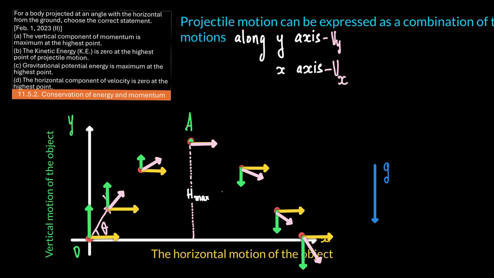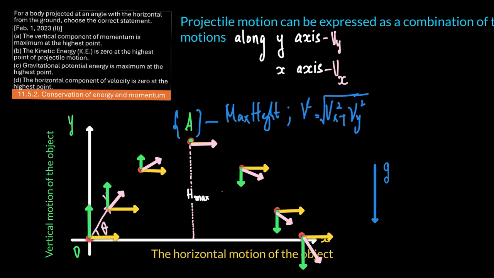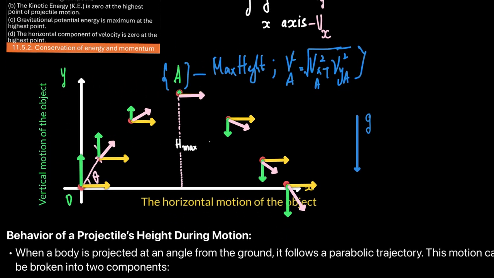Now what's interesting to understand here is that point A is very critical to us, especially in this question. Why? Because A is the maximum height, right? A is the maximum height, and at this height V can be written as root of Vx square plus Vy square, or say V at A can be written as root of Vx at A square plus Vy at A square, right? Okay, let me keep this discussion paused for a second. Let me take you through this, so this is where I want you to make a note of things.